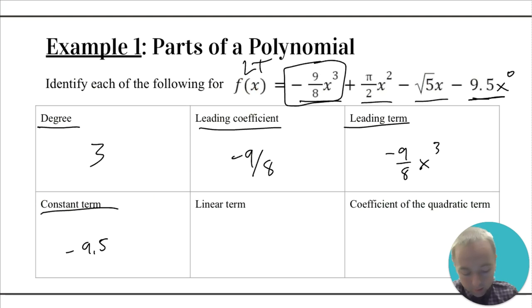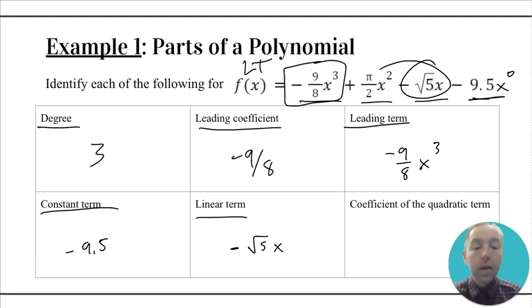And then the linear term. Linear is always going to be the term that has an exponent of 1 on x, so that would be that term that you're seeing right there. Make sure that you include the negative as well with that coefficient of square root 5, so that's going to be the whole linear term.